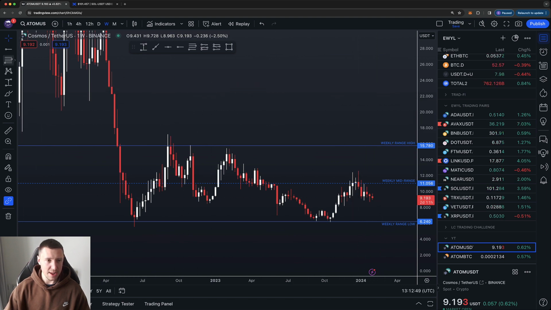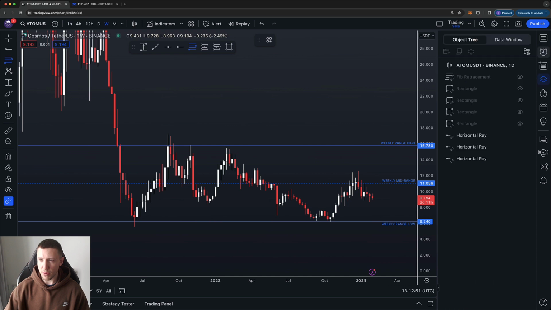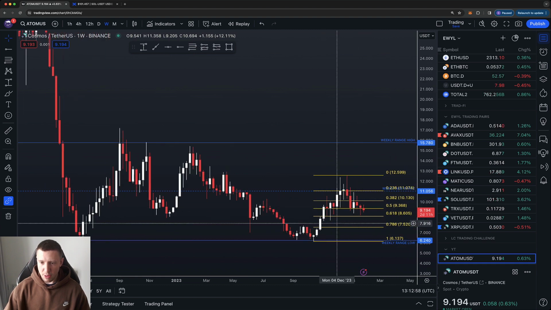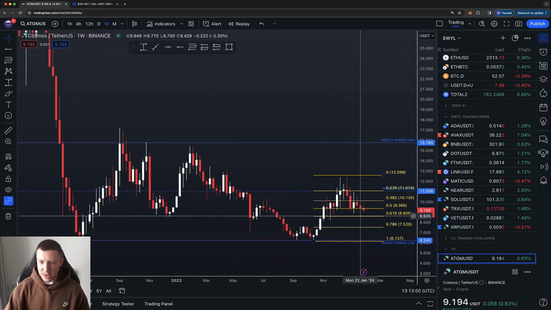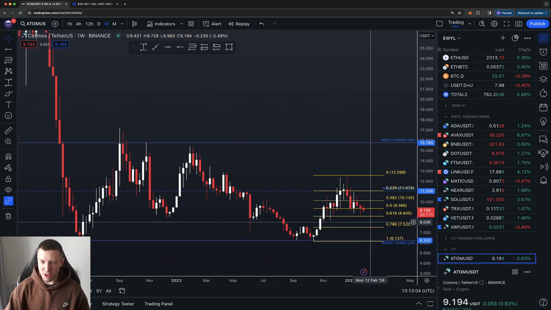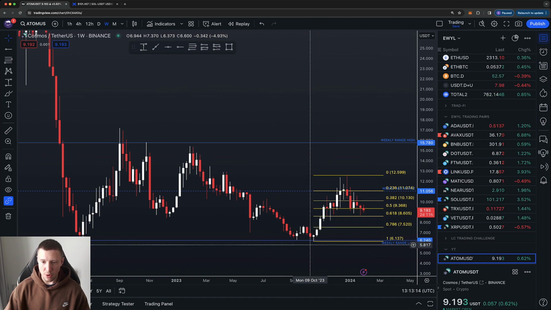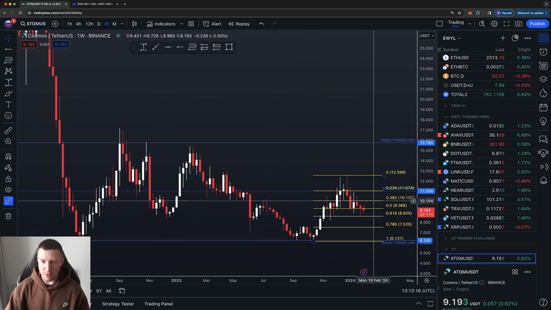If we take a quick look at a fib, in fact, I've already got one on here. We zoom in, you can see from the bottom to the top of the rally, we've already tagged that 618 coming in at about $8.60. Now we may retrace a little bit further, potentially down to the 786, which is about $7.50, and you can see this level of previous weekly resistance, which should act as support, create a higher low from this weekly range low, and then we could be off to the races.